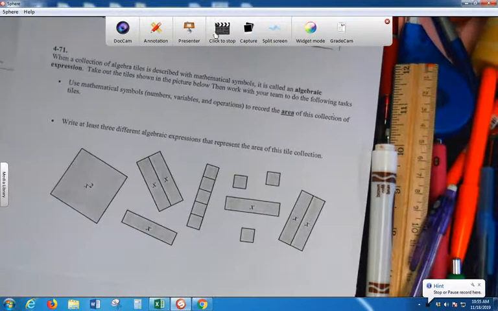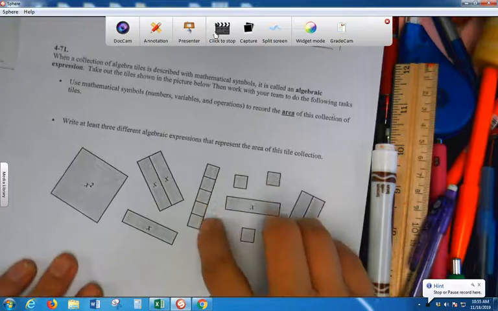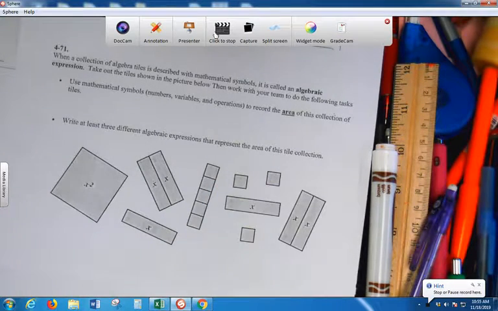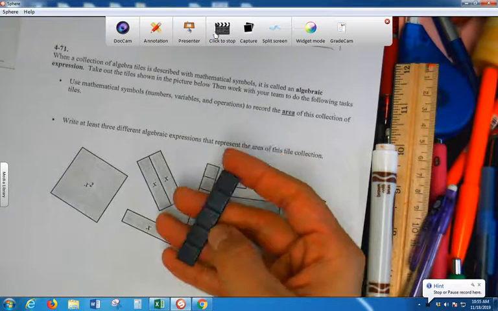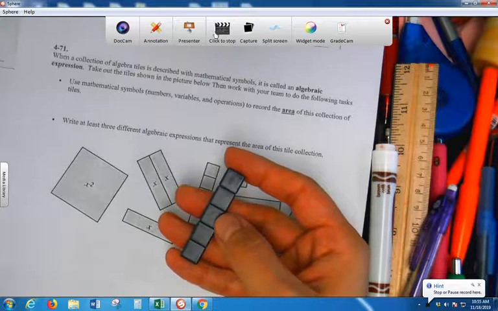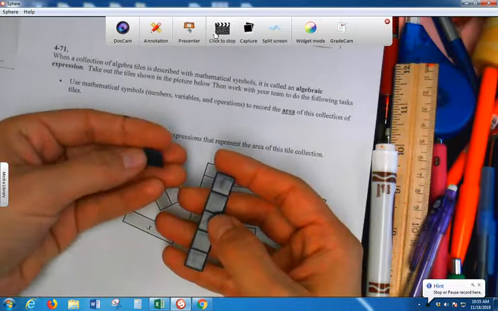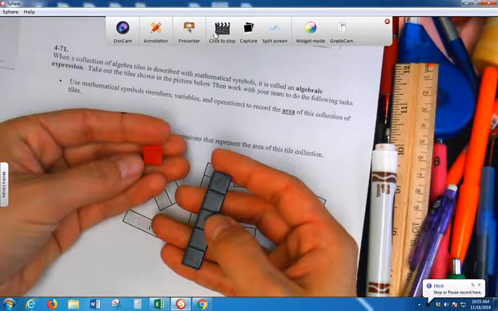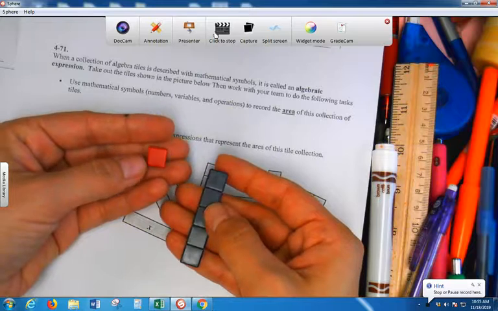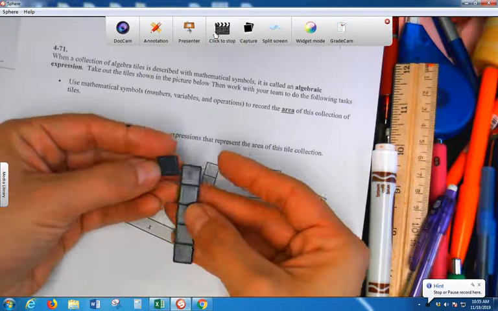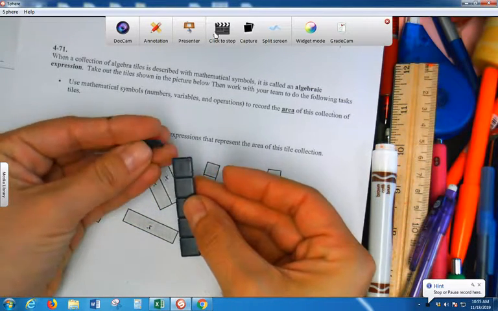Sorry. You see this tile right here? It's a special tile. It's in your notebook. It's just 5. Pay attention before you look for it. It's 5 of your little ones just glued together.